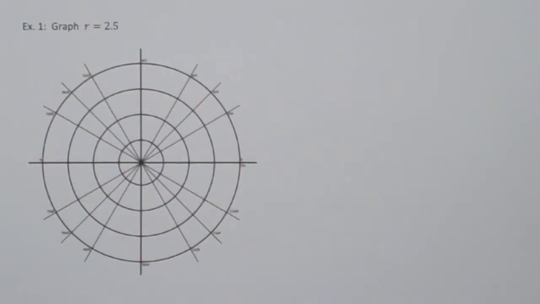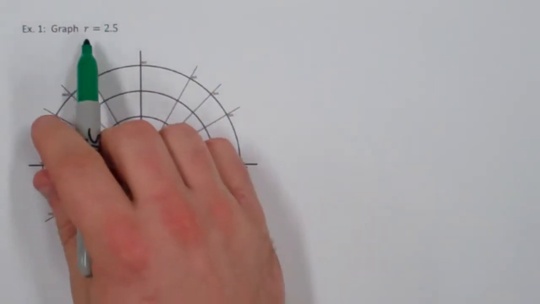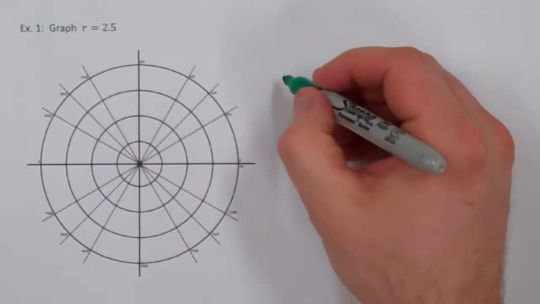In example 1 here, we're going to graph this wonderful polar equation: r is equal to 2.5. To graph polar equations, to get a very basic understanding of what these points are, they're simply points that are solutions to this equation, same thing that a rectangular would be.